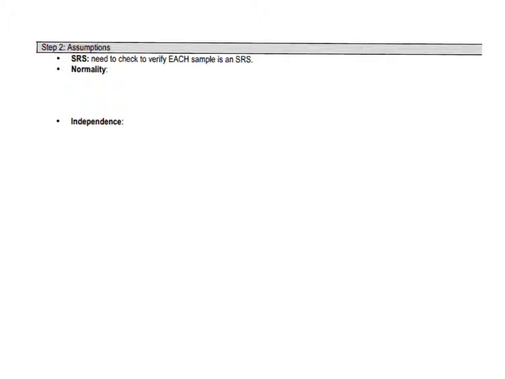As far as our assumptions go, we have our same three. We have SRS, normality, and independence. For SRS, make sure you check to verify each sample is an SRS. In terms of normality, we're going to introduce a new normality check. If you recall from a 1 proportion z-test, we were checking to make sure that n times p naught was greater than or equal to 10. However, in this case, we don't have a p naught. Remember, this is our null value, and we're just comparing to make sure that the two population proportions are the same. So we don't have this p naught value.